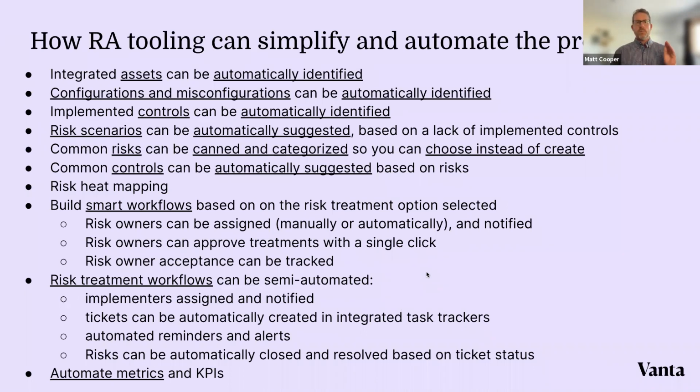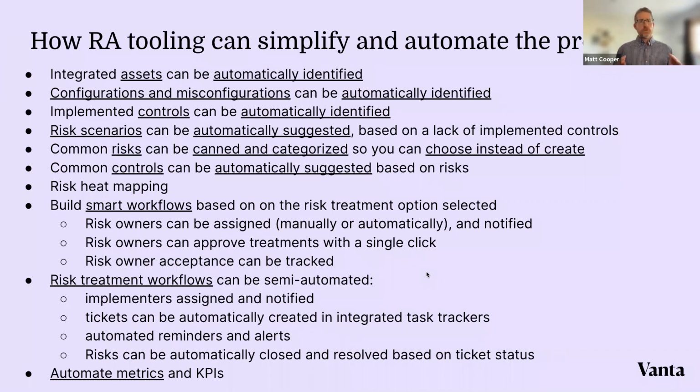First off, asset identification. So especially if you have an integration into your platform, you can automatically detect your assets. Configurations and misconfigurations can be automatically identified, and your controls can be automatically identified. Do you have encryption on your database? Do you have encryption in transit? And as we just talked about, if you know what your controls environment looks like, you can reverse engineer your risks. So your risk scenario can be suggested for you based on your lack of implemented controls.